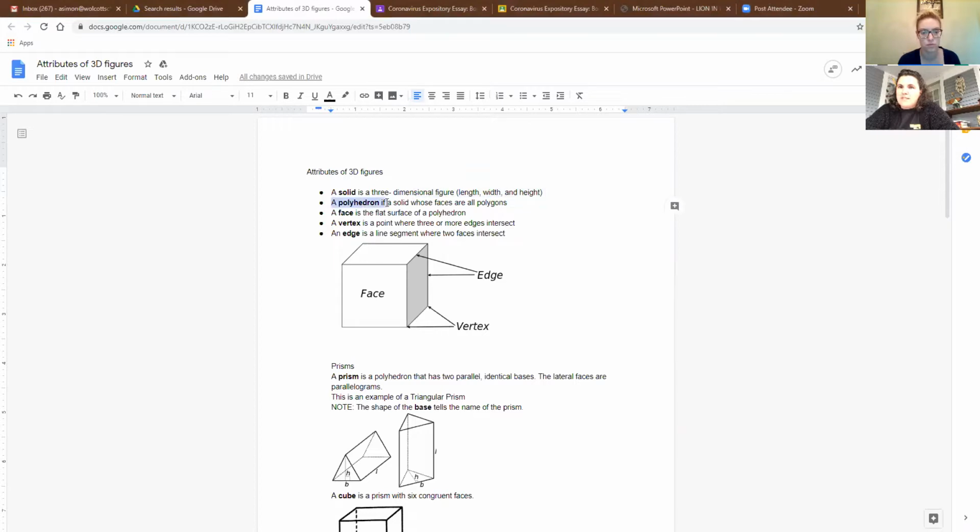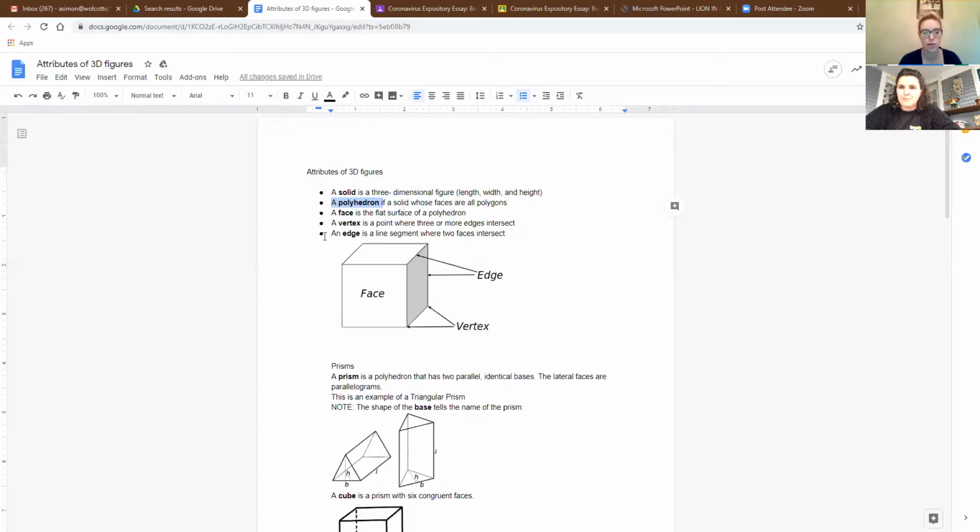Like Miss Simon just said, we know a solid is a three-dimensional figure with length, width, and height, which I'm sure you guys already knew, but this polyhedron is probably a new term for you. That just means that all of the faces are polygons. Just a different way to name a solid. Remember yesterday we talked about how polygons just have to be a closed shape with no line segments that cross and no curves, okay? So a lot of these shapes that we're going to name, we can also classify as polyhedrons, okay?